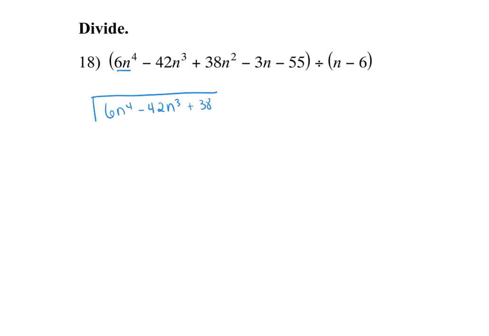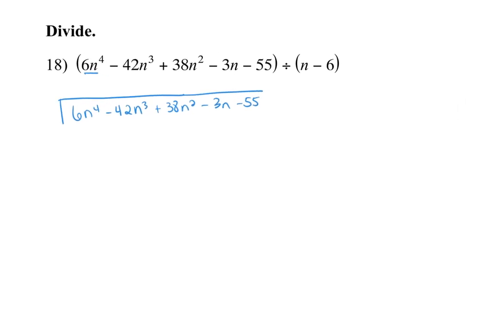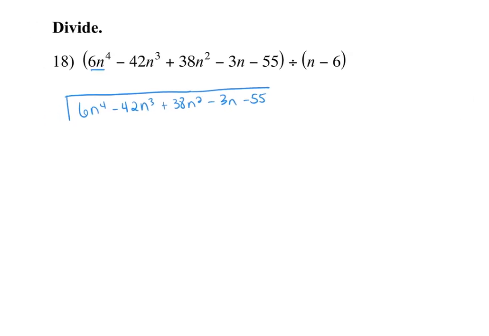I have n squared, an n, and a constant. So just like in synthetic, I do have to account for all of them. And then your n minus 6 goes on the outside. If you're doing long division, you're just going to say, how many times do I multiply n to get 6n to the fourth?